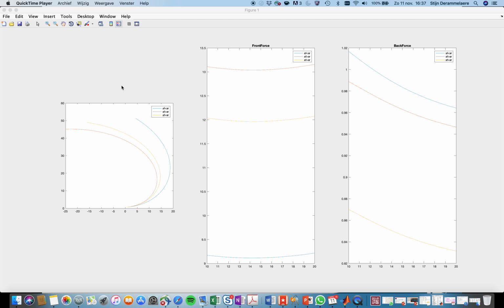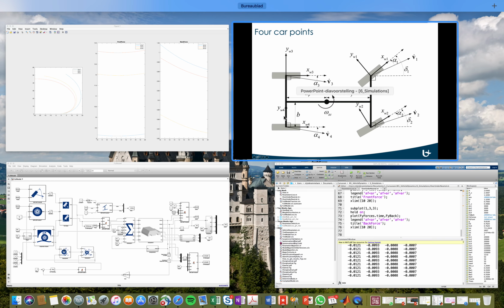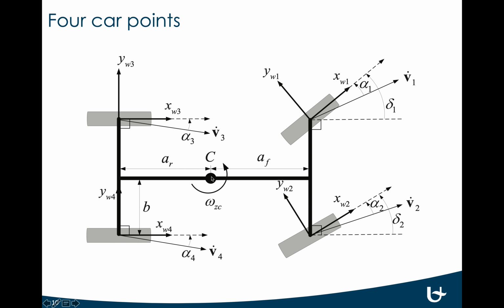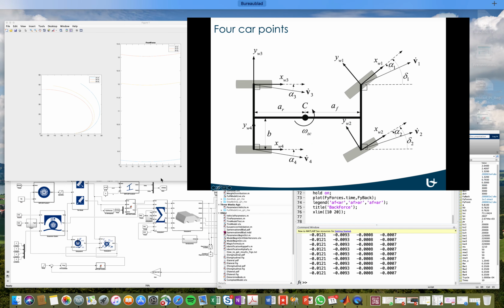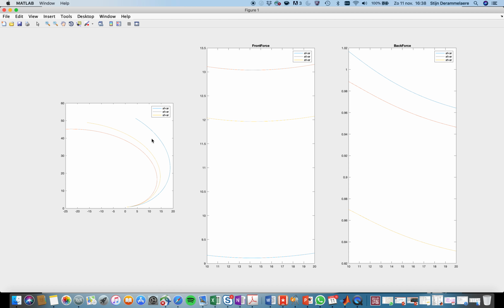However, the more dangerous situation is if AF is larger than AR. So that means that our center of gravity is moved towards the back of the car. If the center of gravity is moved towards the back of the car, we have so-called oversteer. The turning radius is getting smaller and smaller if the speed increases. And if the speed keeps increasing, this would mean that finally the car starts spinning around its own axis. So that is an unstable behavior.